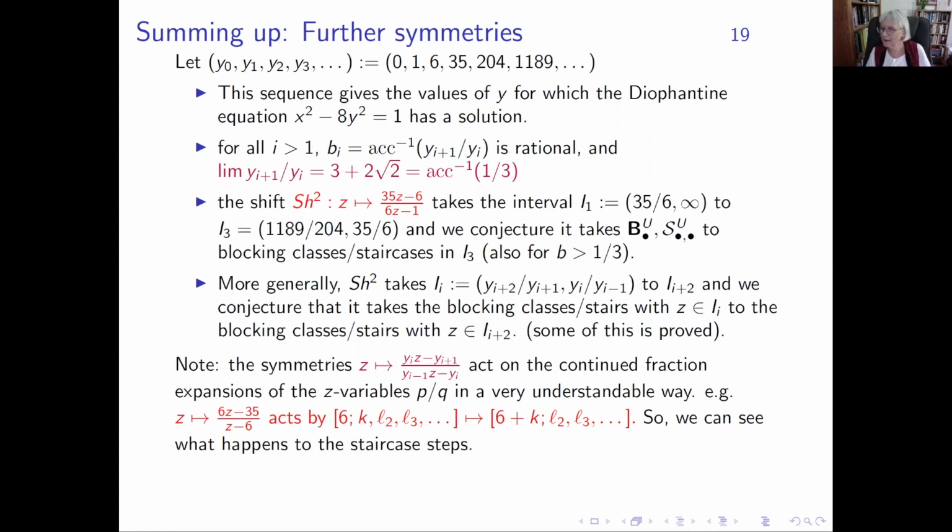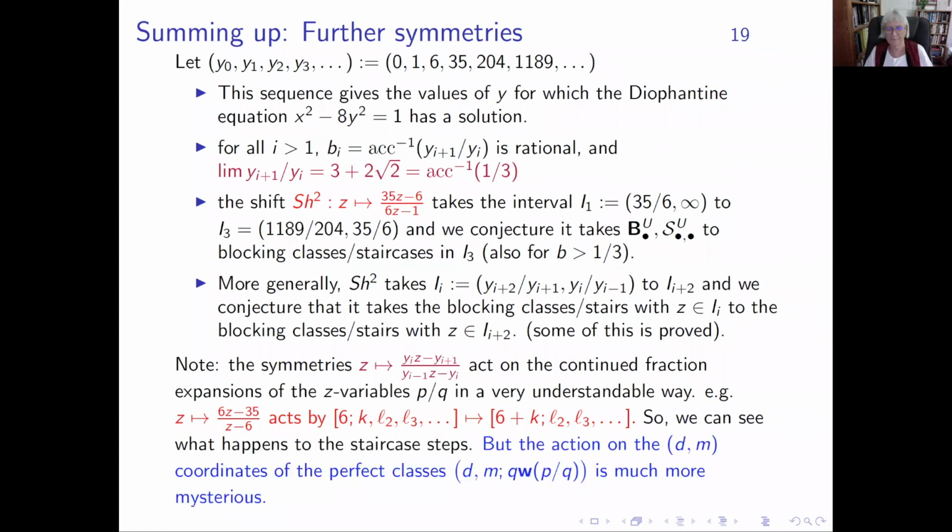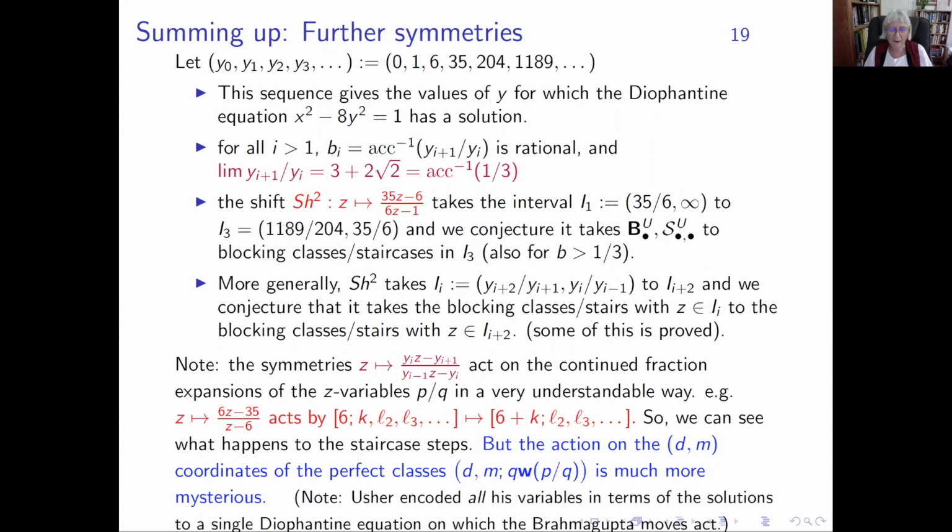Anyway, you can really see what you're doing to the staircase classes, the centers of the staircase classes. But the fact is that our classes don't only have staircase classes, they have DM coordinates, which are the linear coordinates. And the action on the linear coordinates is much more mysterious. And that's what I really want to understand before trying to write down more proofs in general, because otherwise you just have to treat each case separately, and that's a nightmare.